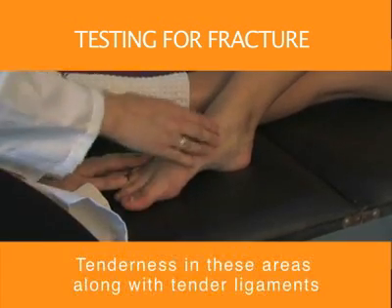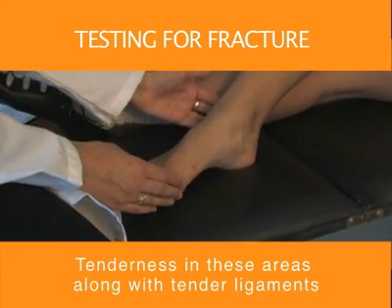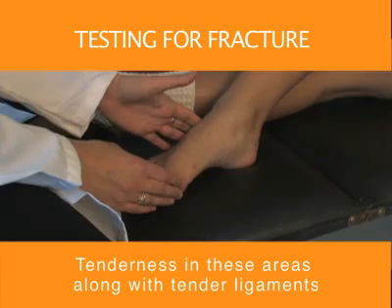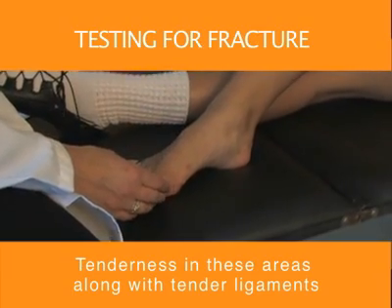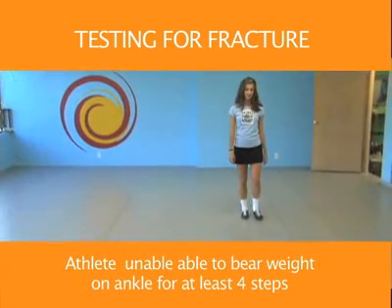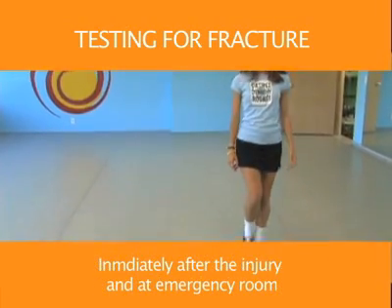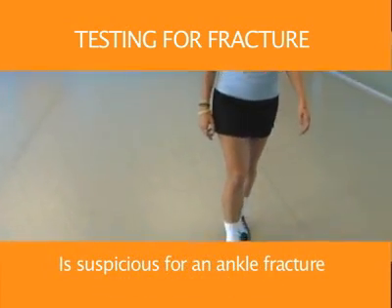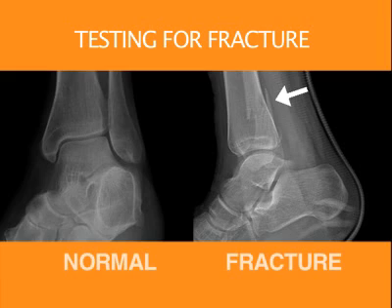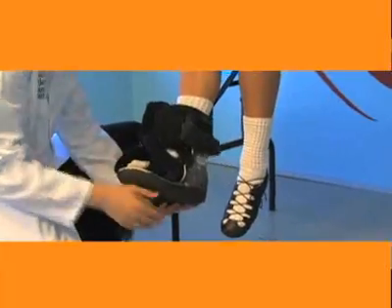Any tenderness in these areas, along with tenderness over the ligaments and the inability for the athlete to have walked 4 steps at the location of the injury or in your office or emergency department, is more suspicious for an ankle fracture, and an x-ray should be gotten. Treatment for fractures are usually a cast or a walking boot.